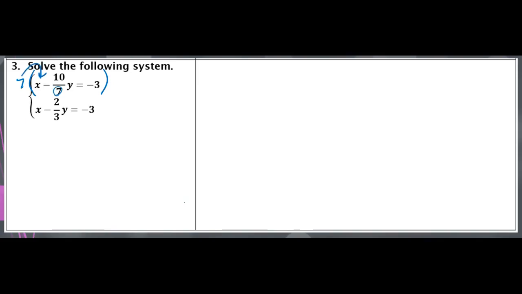So we're going to have to distribute this 7 to all of the terms in this equation. This is going to turn into 7x minus 10y, and that's going to equal negative 21.